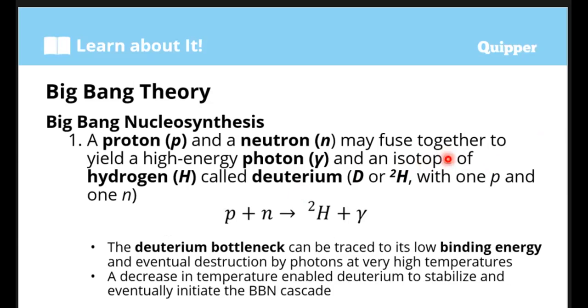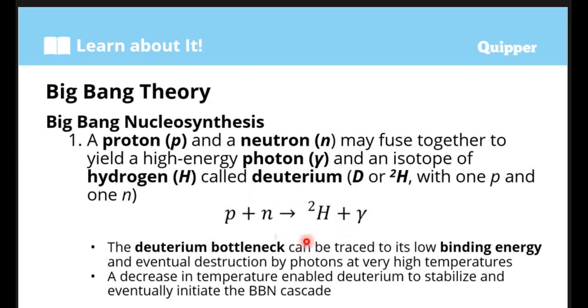And these isotopes are elements that have the same atomic number, but they differ in the number of subatomic particles present in them. So the isotope of hydrogen is deuterium, with 1 proton and 1 neutron. However, hydrogen consists of only 1 proton and 0 neutrons. Deuterium, on the other hand, consists of 1 proton and 1 neutron.